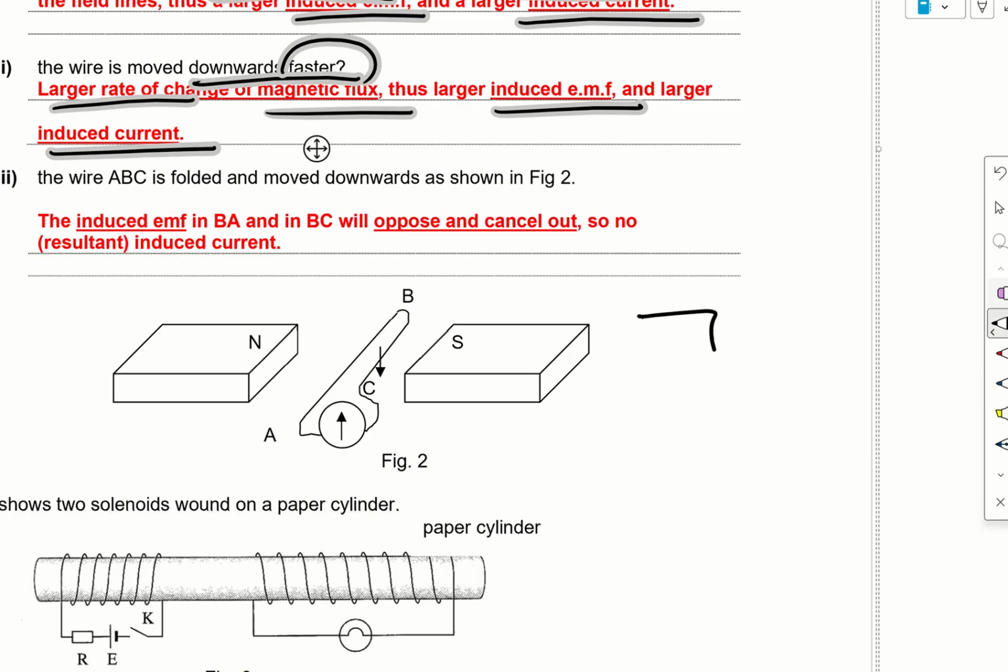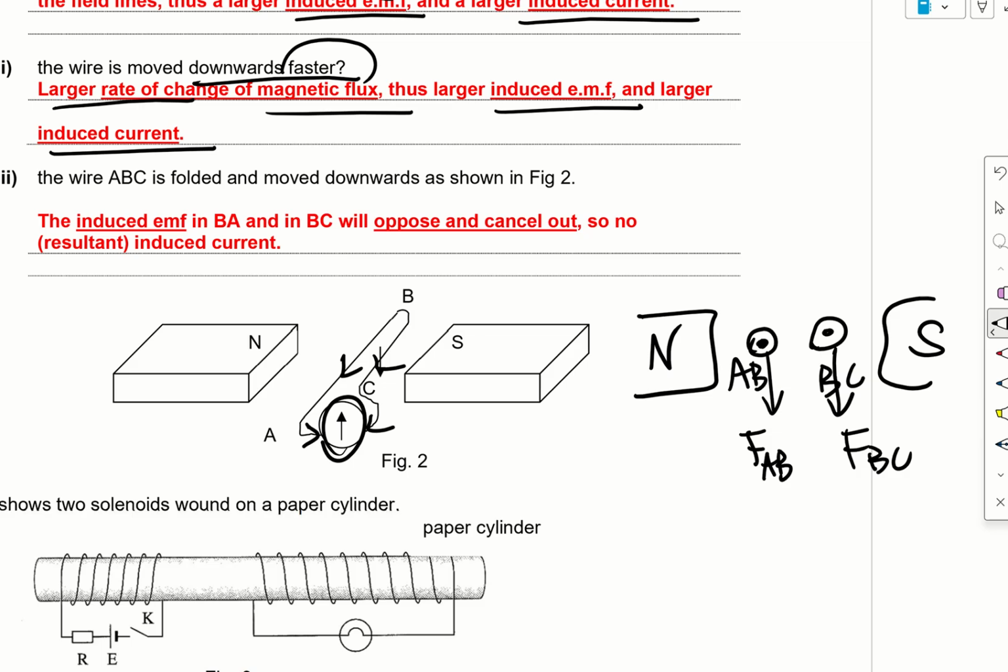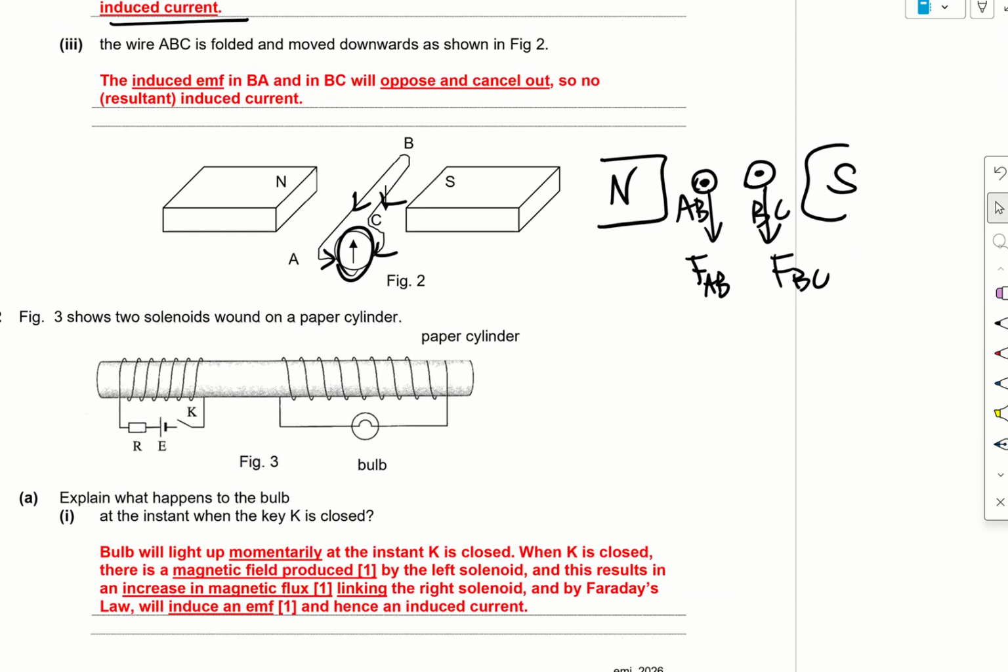Okay, so if you want, I can draw it for you. This is north, this is south. Okay, and these are the wires. So this is AB portion, this is BC portion. So if I were to move both down, right? Okay, so this is the force on AB, force on BC, and then you apply your Fleming's right hand rule. Okay, so the current will be flowing out of the page for AB and also out of the page for BC. That means the current will be flowing this way, current will be flowing this way. And because they will cancel each other out, therefore the galvanometer will remain at center.